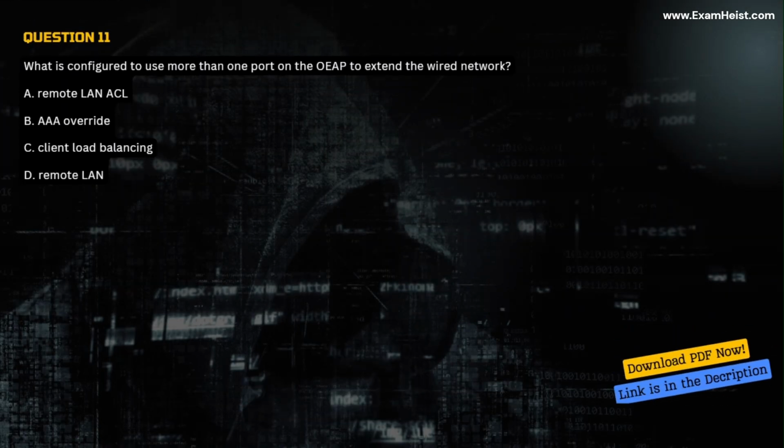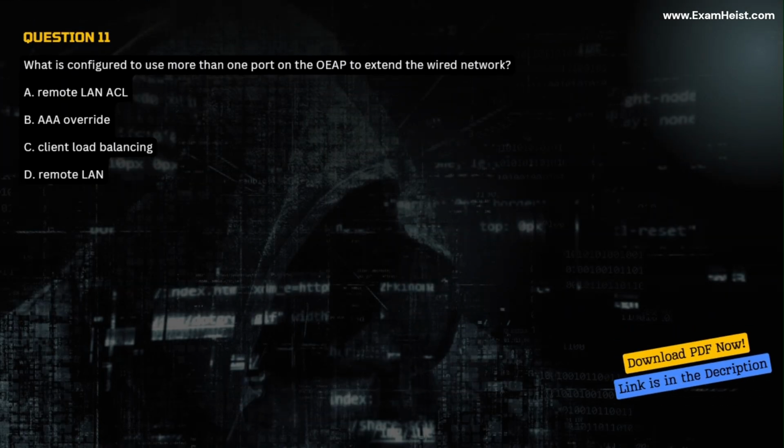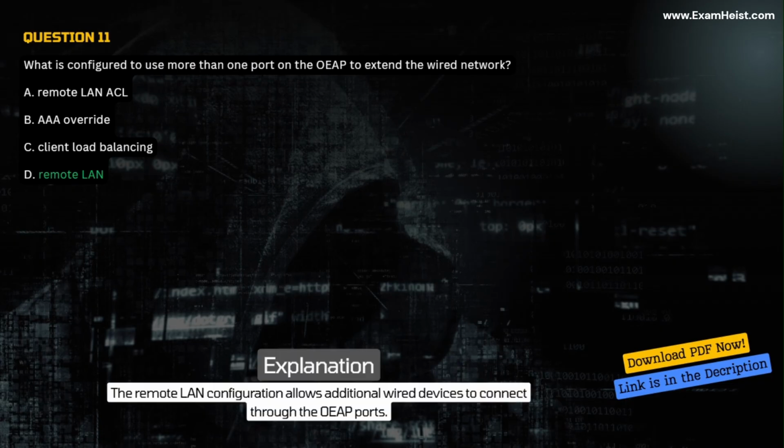Question 11. What is configured to use more than one port on the UEP to extend the wired network? A. Remote LAN ACL. B. AAA override. C. Client load balancing. D. Remote LAN. Correct answer D. Remote LAN. Explanation. The remote LAN configuration allows additional wired devices to connect through the UEP ports.